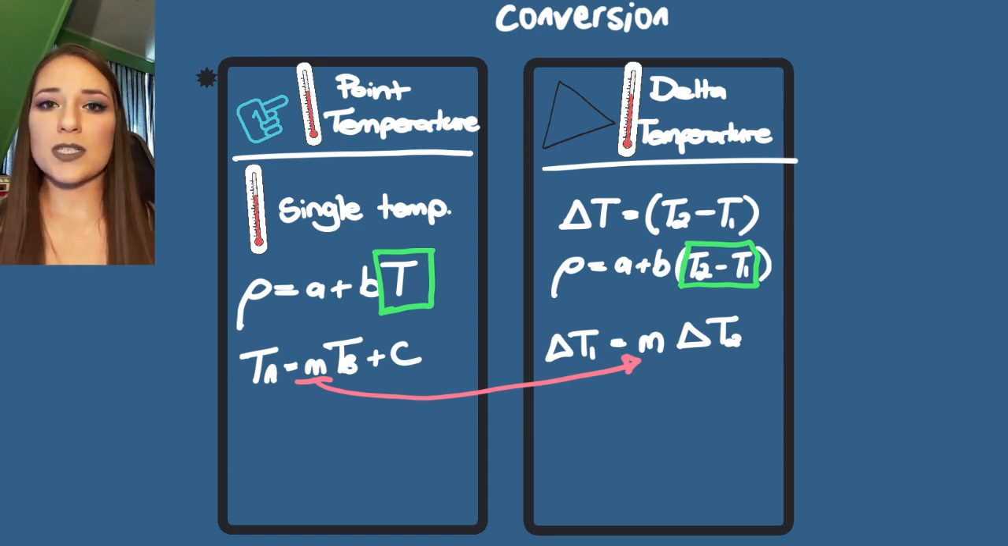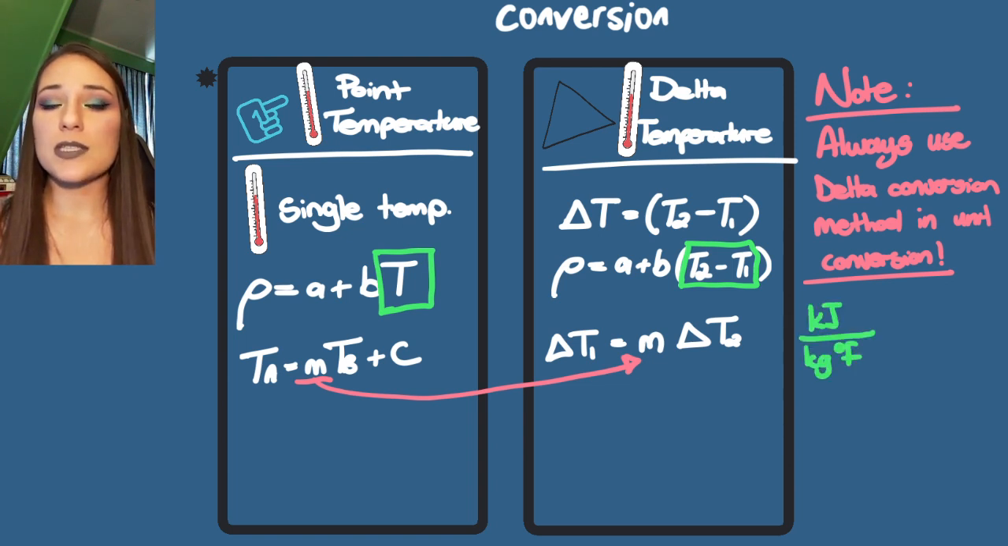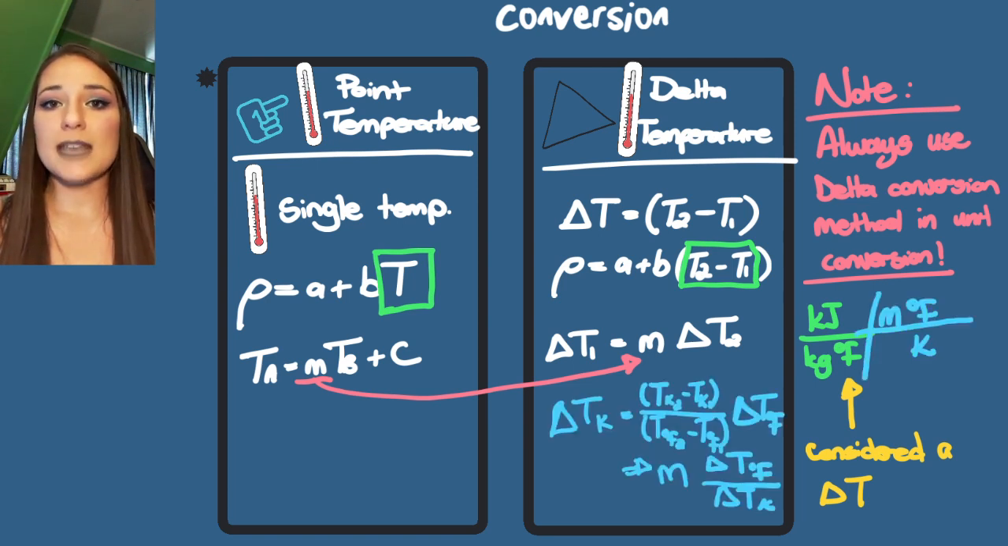Delta temperature scale conversion is also always applied in unit conversion. Any temperature variable in units is always considered to be a delta temperature. Therefore, we only use the delta temperature method of conversion where we use our gradient to convert between the two temperatures.